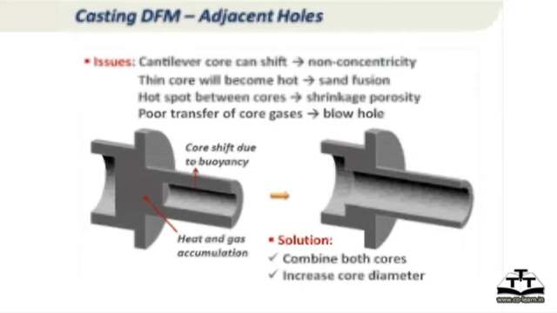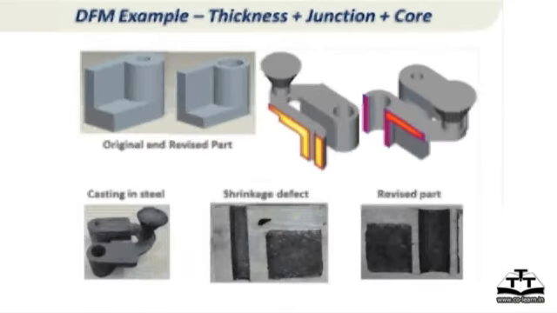Now we will show you a deliberate attempt at creating a problem and how to solve the problem by DFM. This is again a laboratory experiment. Later on I will show you industrial examples of this. Can you see the original part and revised part? What are the differences in that? Core diameter has been increased. By increased core diameter, again thickness is made more uniform.